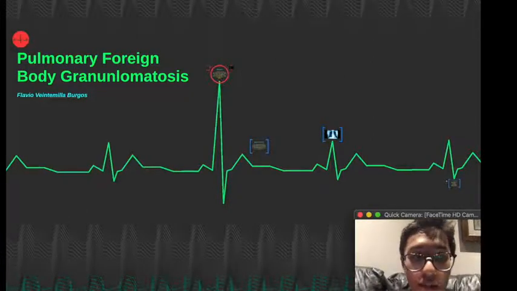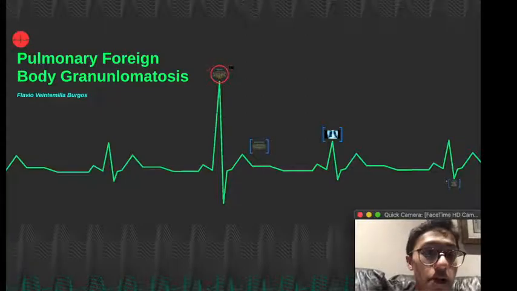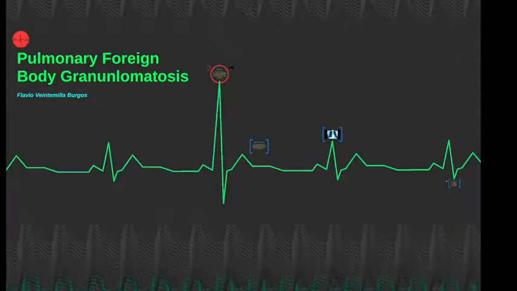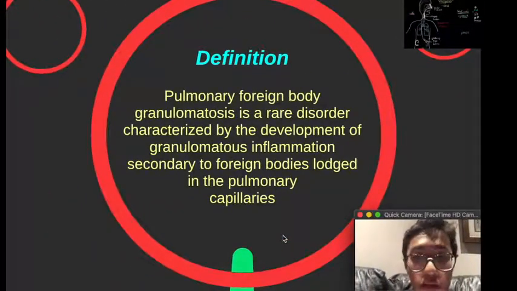Hello, my topic is about pulmonary foreign body granulomatosis. First, we have to talk about the definition. Pulmonary foreign body granulomatosis is a rare disorder characterized by the development of granulomatous inflammation secondary to foreign bodies lodged in the pulmonary capillaries.